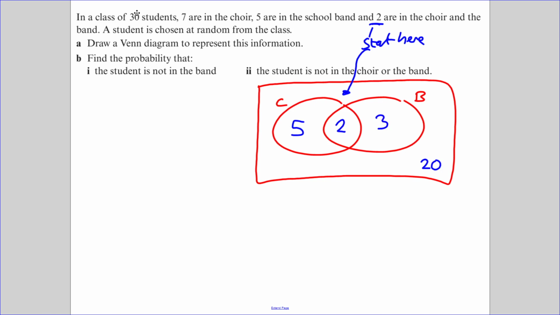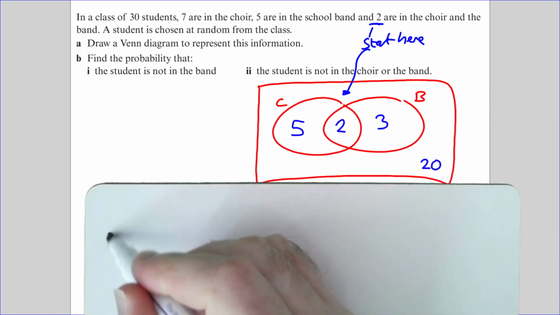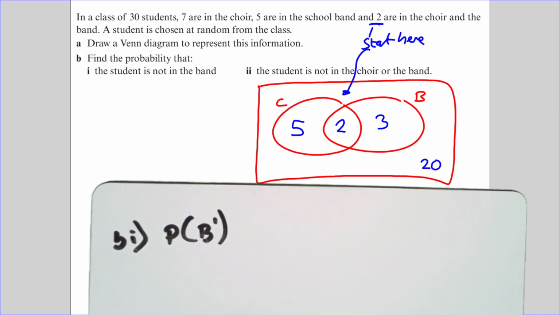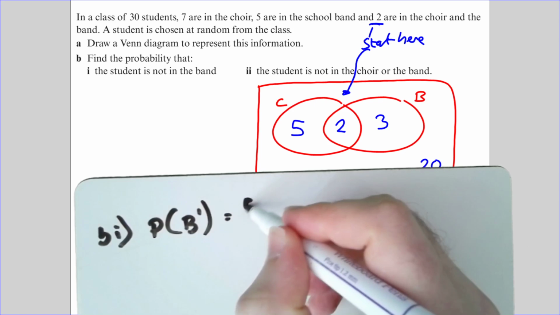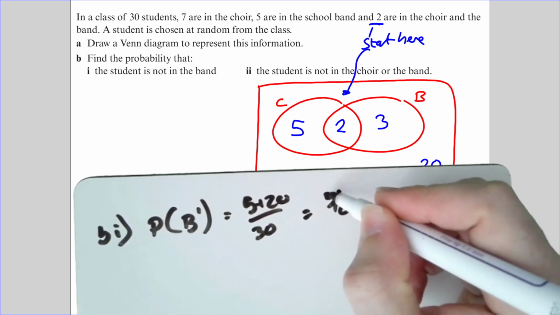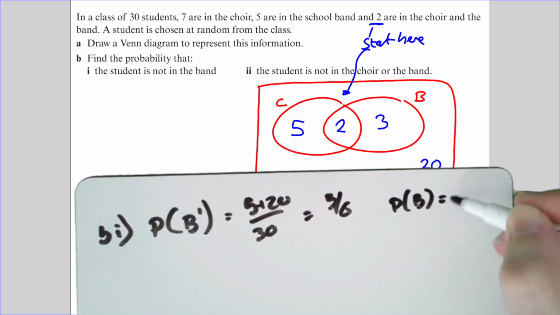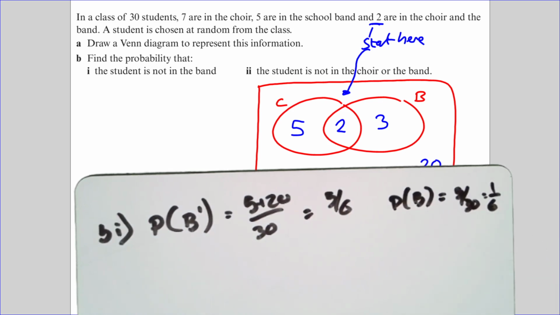And out of all these, there are 30 students. These ones here add up to 10, so our outside bit must be 20. So I've drawn my Venn diagram. Find the probability that a student is not in the band. So for this one, this is for B, I. We want the probability of B not, so not in the band. So either we can count these up and do 5 plus 20 out of 30, which will give us 5 out of 6. Or you could do probability of B is 5 out of 30, which is 1 out of 6, and then do 1 minus. So that would also work.